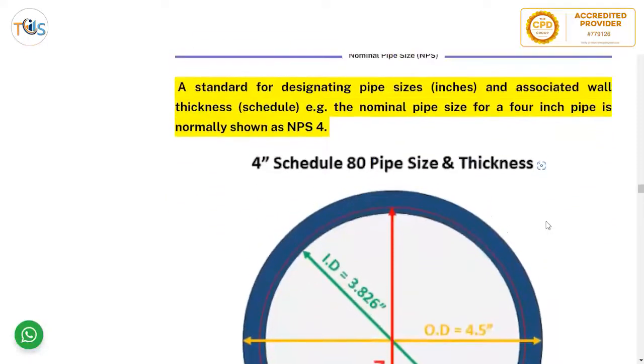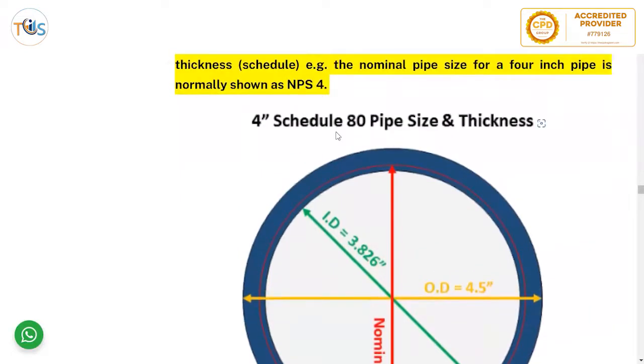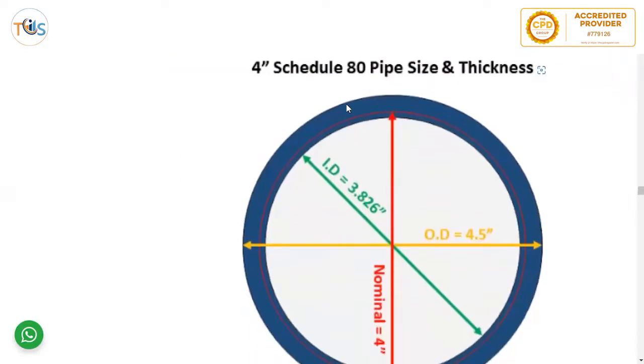Nominal pipe size is a standard for designating pipe sizes in inches and associated wall thickness. They call it schedule. So you can have, say here, a 4-inch, schedule 80. So that means NPS 4 schedule 80, or any schedule would have the outside diameter the same for any NPS 4. But as the schedule increases, say from 5 to 10 to 20 to 30, 40, 80, the thickness increases. As a result, the outside diameter remains the same, and the inside diameter reduces because the thickness increases at the higher schedule.